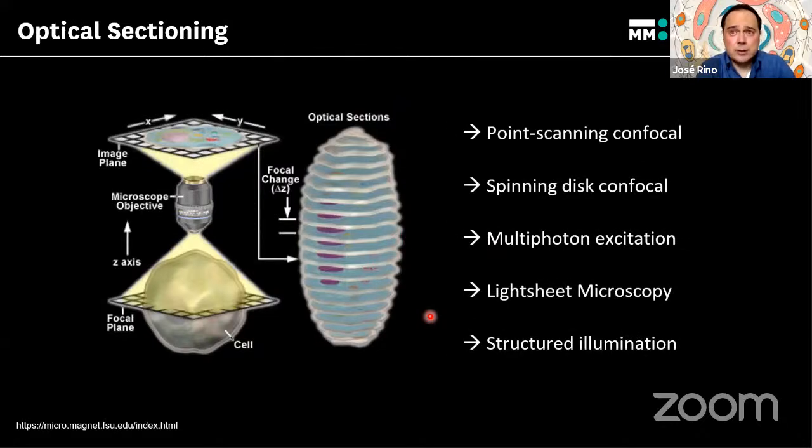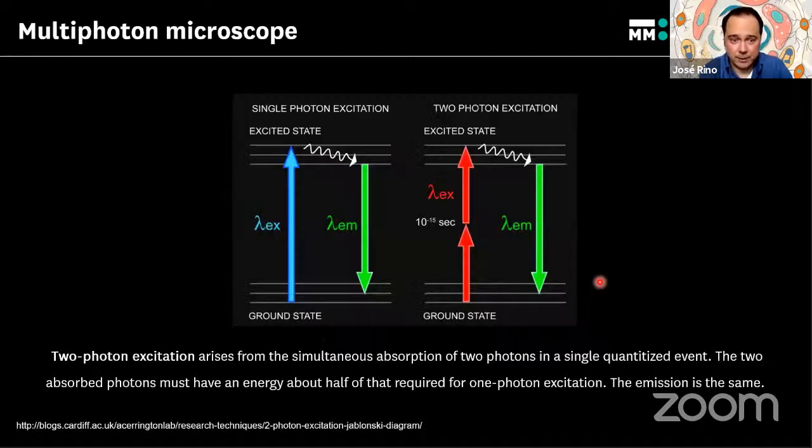There are also multiple ways to do optical sectioning. There's the point scanning confocal, the spinning disk confocal, which you've been talking about. I'm now going to briefly introduce multiphoton microscopy and light sheet microscopy, which I think Gabi will talk a little bit more in detail next Thursday. Also, structured illumination can be used for optical sectioning. So there are a variety of techniques. I'm just talking to you in this lecture about the more standard, more widely used point scanning confocal, spinning disk confocal, and now multiphoton and light sheet.